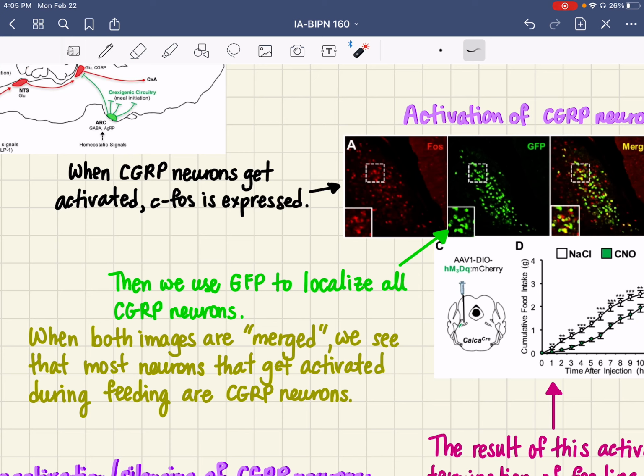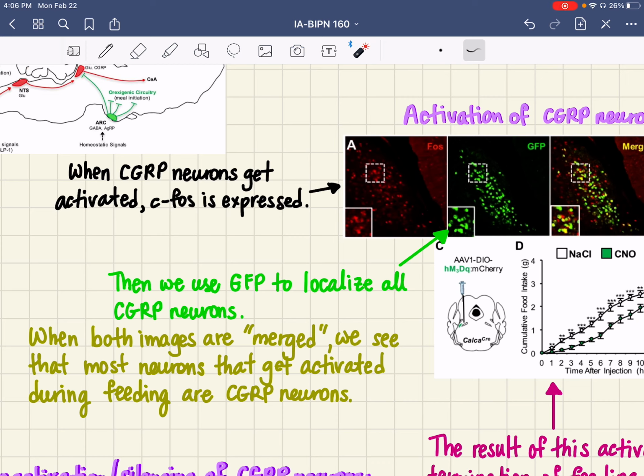But for them to figure out that these were CGRP neurons, they had to use GFP and attach it to a protein that is being expressed in all CGRP neurons. And by doing so, they were able to localize all CGRP neurons in the brain. And here they are. GFP lights up all the CGRP neurons in the brain. After doing so, they realized that, hey, all of these markings are similar to these ones, or most of them at least. So they merged this picture with this picture.